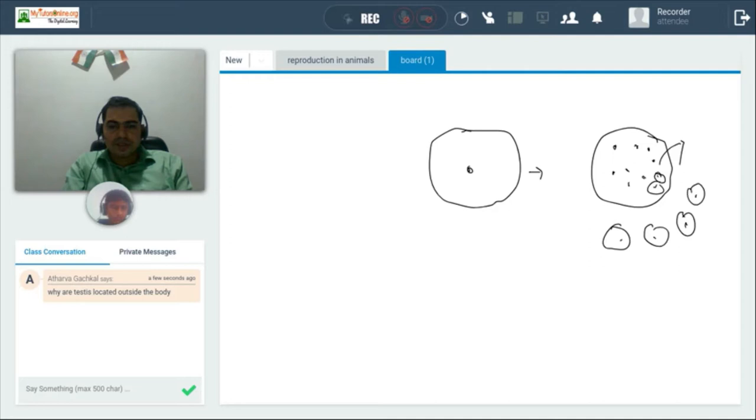Just remember, in the case of multiple fission, let me show you with the diagram also. In binary fission, only two daughters are arising. But in multiple fission, multiple daughter cells are arising. Let me share my screen with you. After that, you will be able to get the idea.